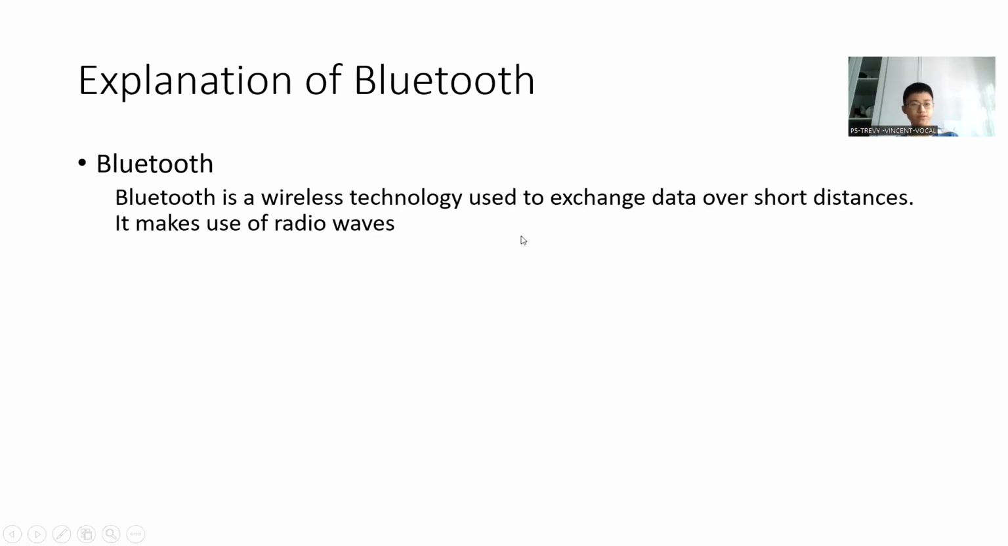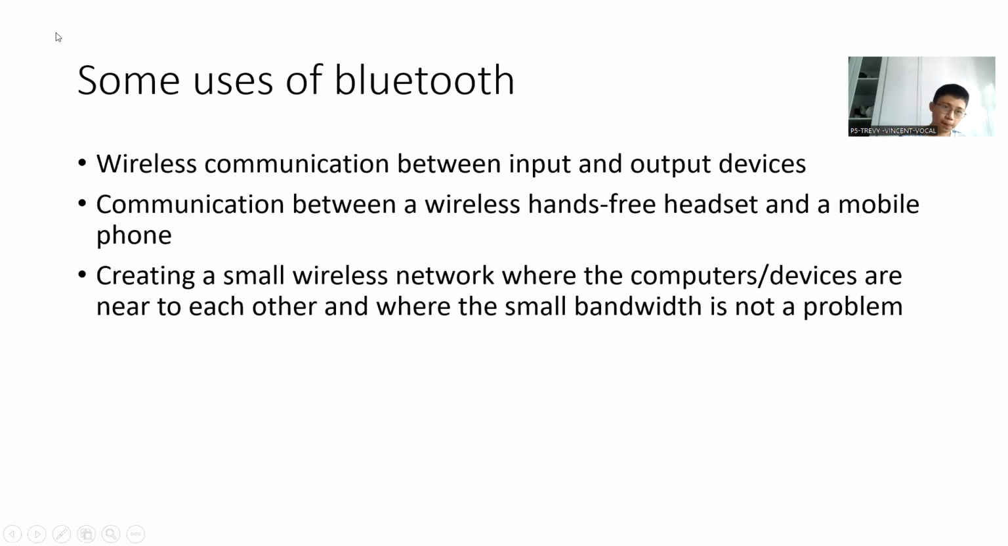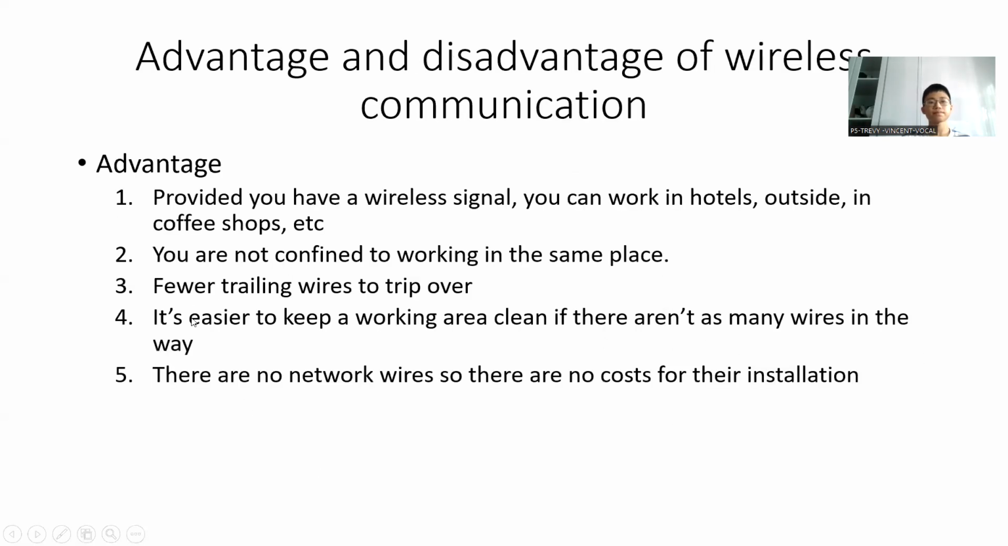Now, explanation of Bluetooth. Bluetooth is a wireless technology used to exchange data over short distances. It makes use of radio waves. There are some uses of Bluetooth, such as wireless communication between input and output devices, communication between a wireless hands-free headset and a mobile phone, creating a small wireless network where the computers are near to each other and where the small bandwidth is not a problem.